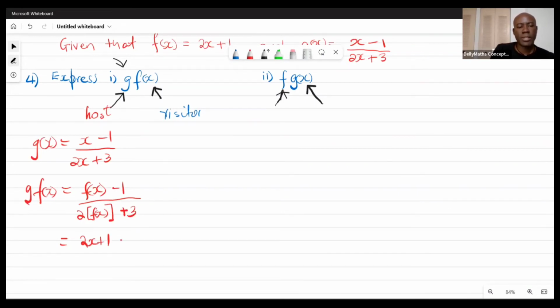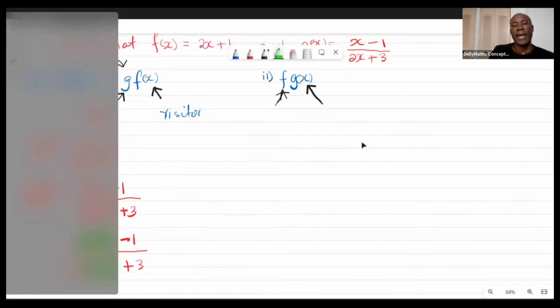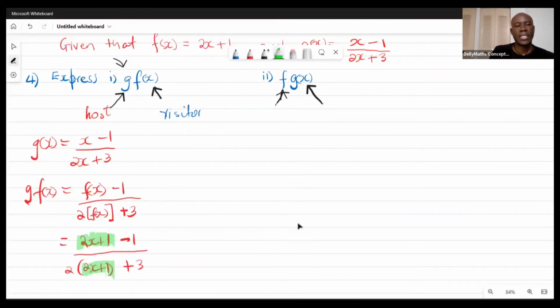And then there was always a minus 1 at the back. All of this is going to be over 2, open bracket, 2x plus 1, and then there's a plus 3 at the back. As you could see, I am simply replacing the x with the F function. And then we're going to simplify the idea. So let's simplify the idea.